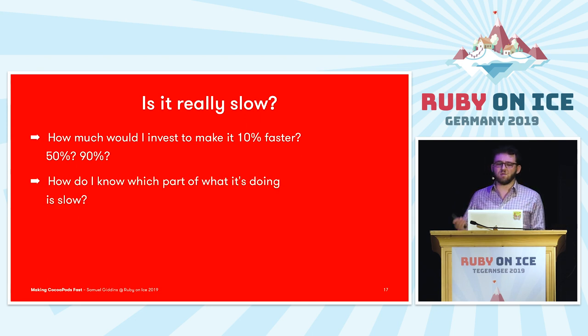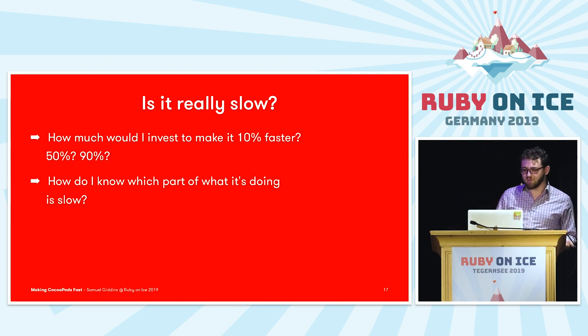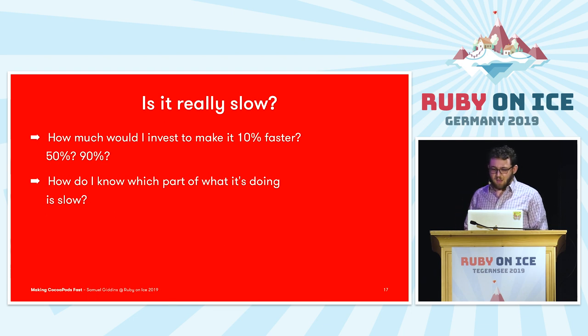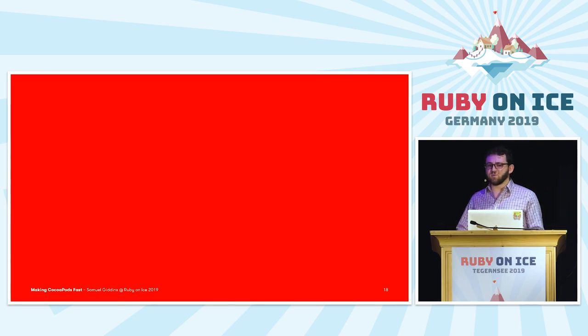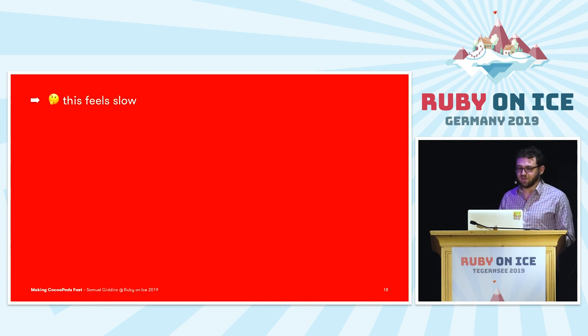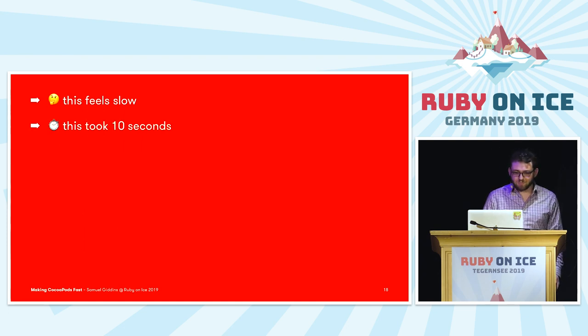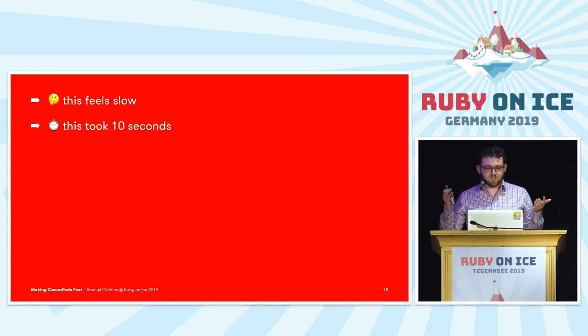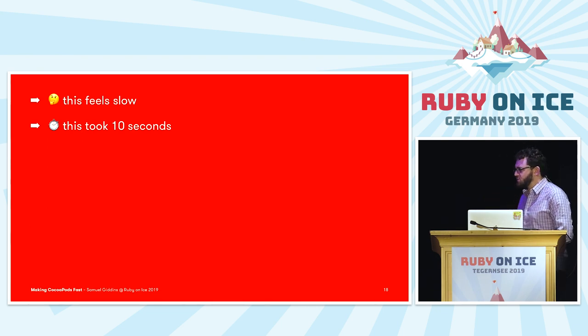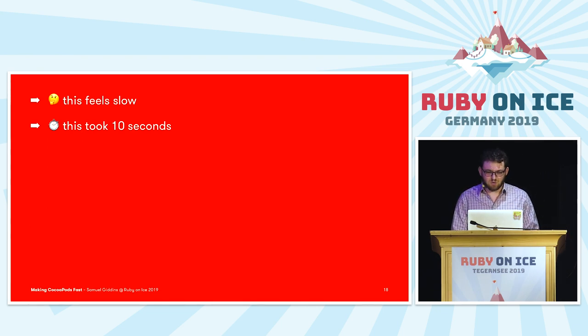Finally, how do you know what part of what your app is doing is slow? Is it the important part that you care about? Is it some ancillary part? It's hard to fix problems when you don't have a good grasp of what's wrong. And so the typical way this goes is, this thing feels slow. And then maybe you pull out a stopwatch or use the time command and say, this web page took 10 seconds to load. I guess 10 seconds is pretty slow.